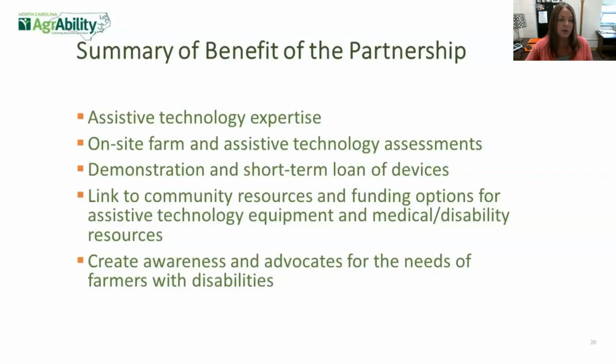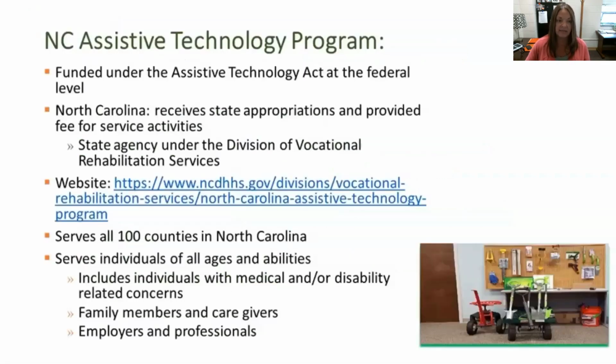So here in North Carolina, of course, we are funded under the Assistive Technology Act that Marty had mentioned. And also in North Carolina, we are one of the states that receives state appropriations as well. And that money from the state actually helps support the program, to get more items in the demo and loan program, as well as to provide fee-based services. So here in North Carolina, we also have a fee-for-service component for some of the activities that we provide. We do not charge fees for any of the activities that Marty had mentioned earlier and that I'll discuss a little bit more, such as the device demonstrations and device loans.